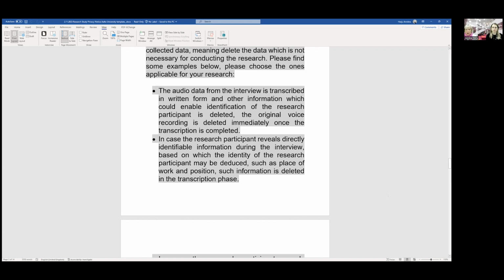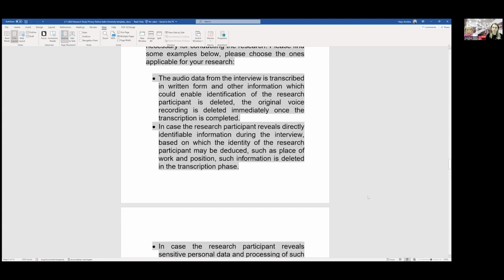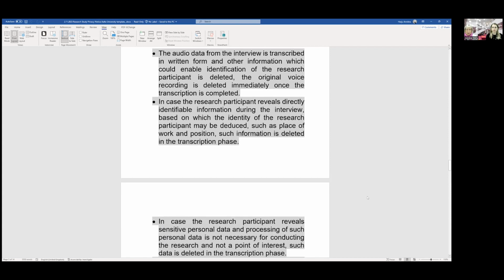And of course, the easiest thing about personal data is planning. So don't collect data that you will not need, so you don't have to go through the process of then removing unnecessary data. So think about, for example, the interview questions and survey questions quite carefully, which of course you will do.